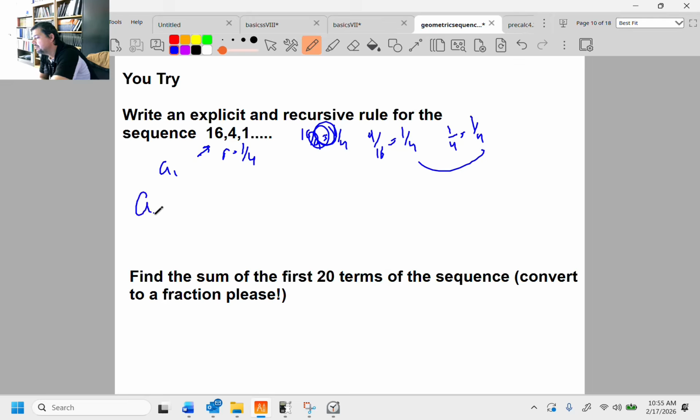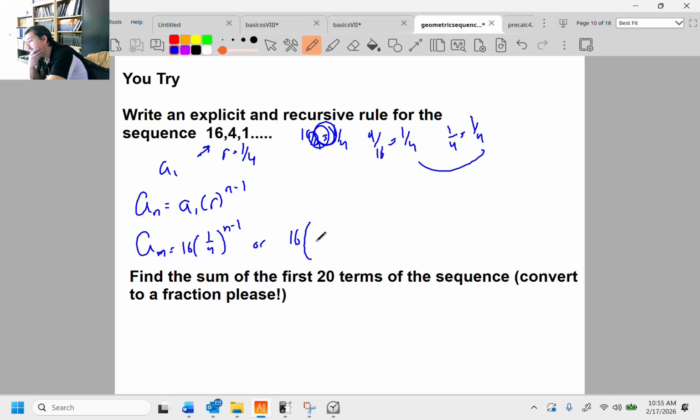Let's just start with the explicit rule. The nth term is the first term times the ratio to the n minus 1. So the nth term is 16 times a quarter to the n minus 1. Or, for spits and giggles, let's say this is a fourth to the n over a fourth. Clear the fraction. Dividing by a fourth is like multiplying by 4. 64 times a fourth to the n. They're both valid rules.